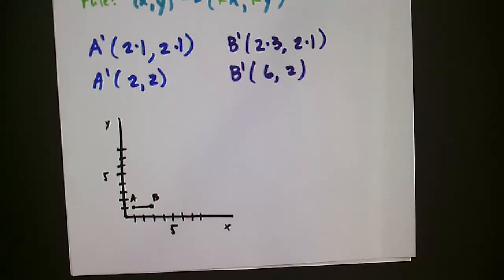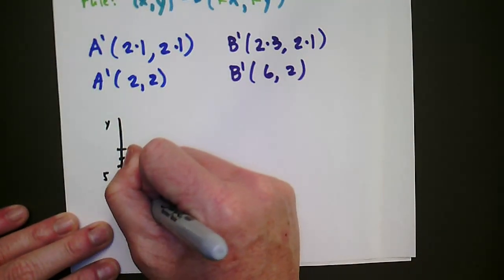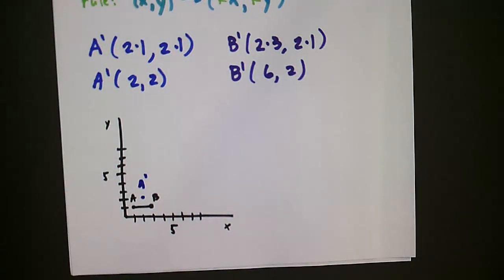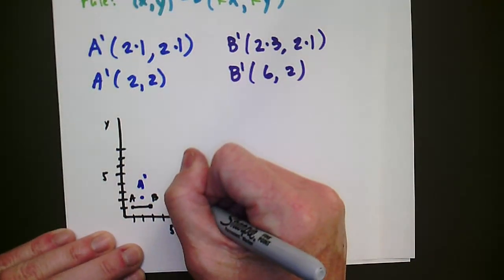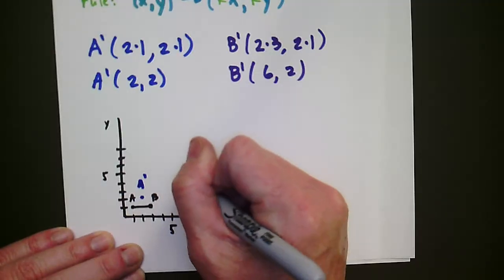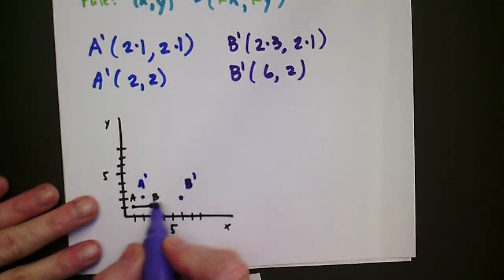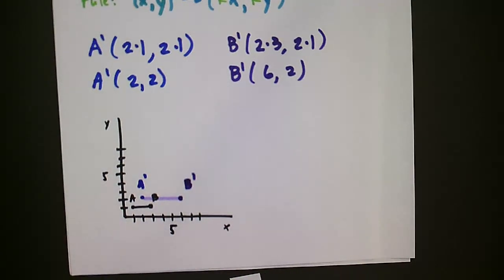Now if I graph my new points, my A prime was (2, 2), so that's right about here. That's A prime. And then my B prime should be (6, 2). So that's going to be over here. There's 5, there's 6. That is right about there. That's B prime. And I'm going to go ahead and connect these with a highlighter since it's going through B there. So that is my new segment.